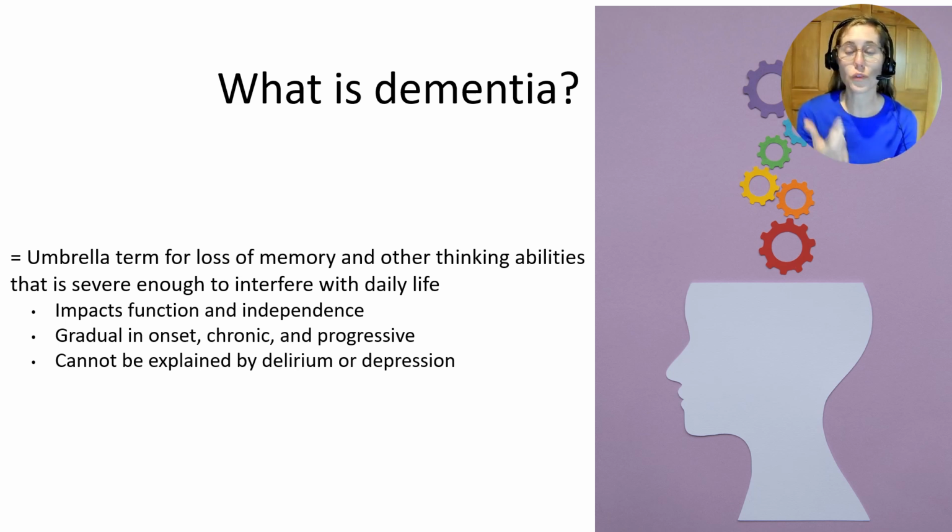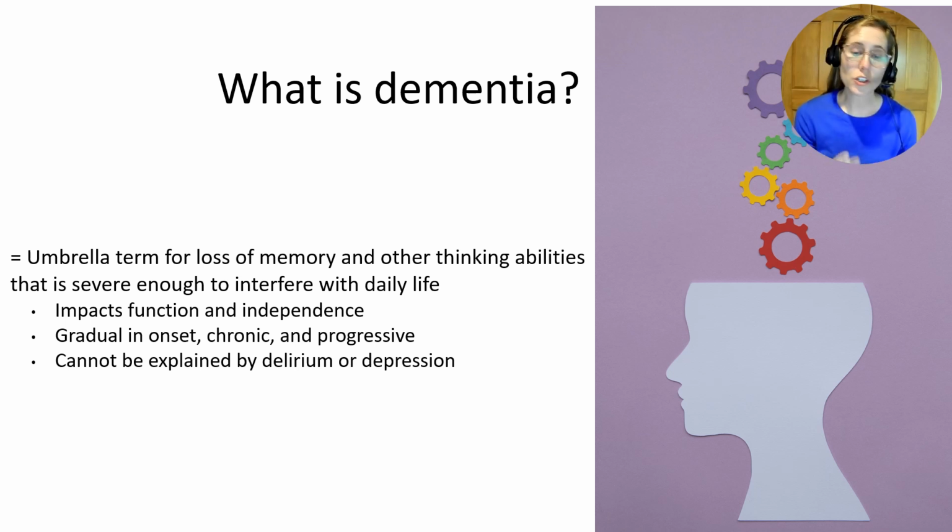And again, interfering with daily life, this impacts someone's function and independence. That's really key in dementia, in teasing it apart from what might be typical aging, or even from another diagnosis that we'll talk about, which is in between typical aging and dementia, and is called mild cognitive impairment.